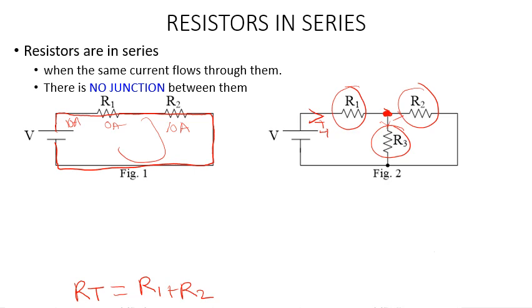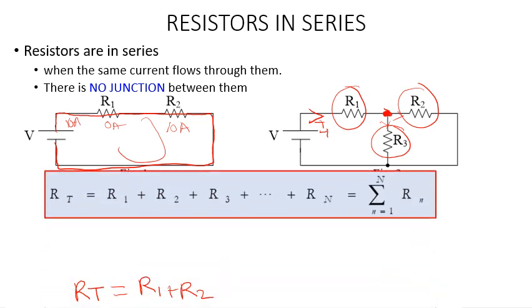We have a general formula that we use to calculate resistors in series. You just sum all of them: RT equals R1 plus R2 plus R3 plus so on. It's just the sum to infinity. If there are even 1000 resistors and all of them are in series, you just add them up. Okay, so let us move to a simulation. I have a simulation here that will show us the resistors in series and how the current flows.